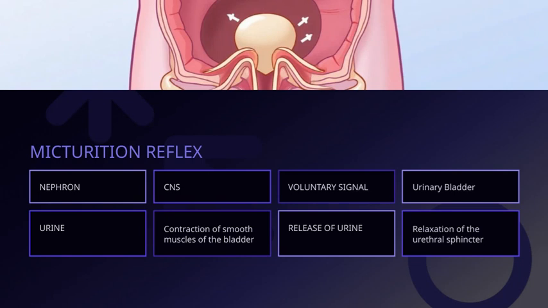Now, let's look at how the relaxation of the urethral sphincter plays a crucial role in the process of urination. When the bladder fills, signals are sent to the nervous system, specifically the central nervous system, or CNS. This triggers a voluntary signal that prompts the relaxation of the urethral sphincter, allowing urine to flow out. At the same time, the smooth muscles of the bladder contract, which increases the pressure inside the bladder. This coordinated action, relaxing the sphincter and contracting the bladder, ensures that urine can be released efficiently.